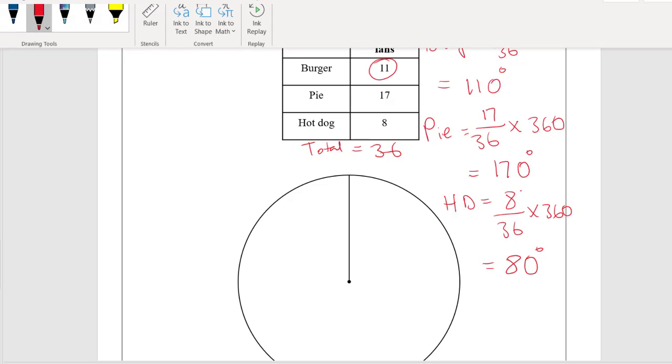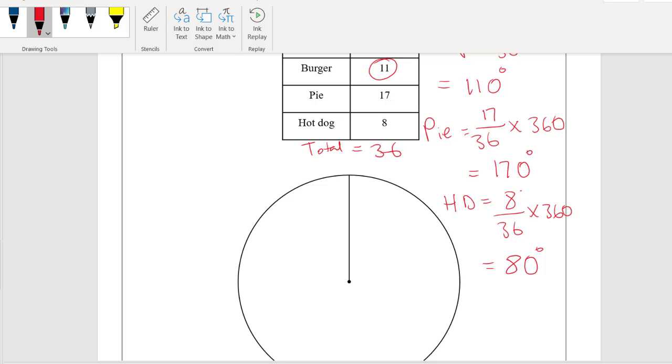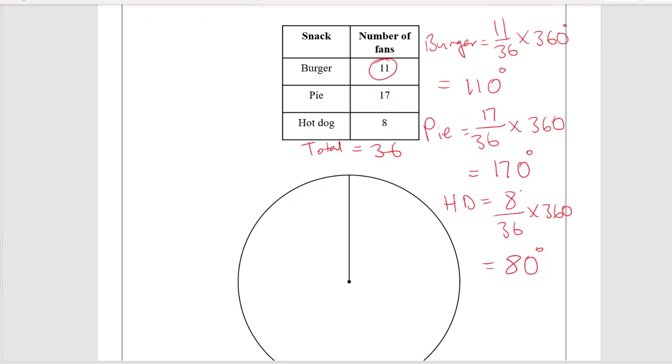Okay, I don't think I have a protractor here, only a ruler. PowerPoint needs to get a protractor here.